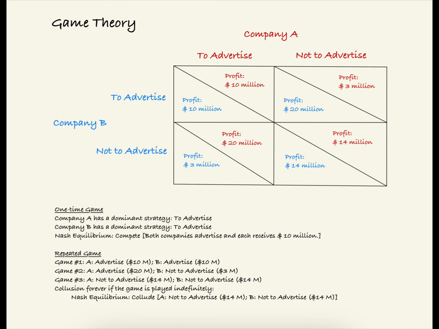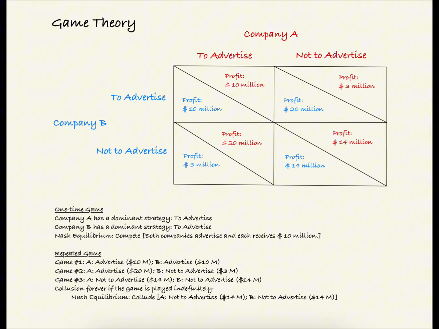Now, since Company B will choose to advertise either way, regardless whether Company A chooses to advertise or not to advertise, Company B's dominant strategy is to advertise. Now, the two firms have reached what is called the Nash equilibrium, since both companies will employ their dominant strategy to advertise, and each will receive $10 million of profit. This is called the one-time game, because each company has only made one decision.